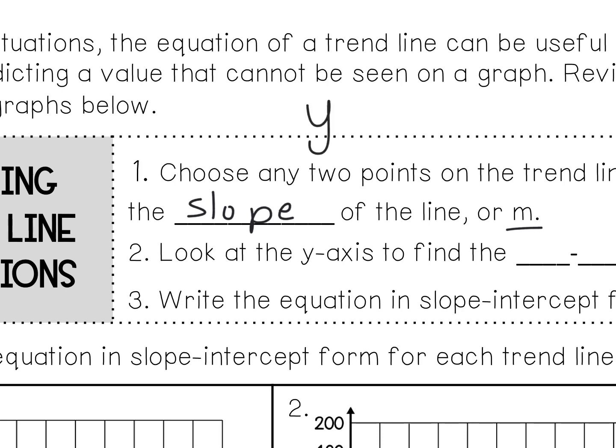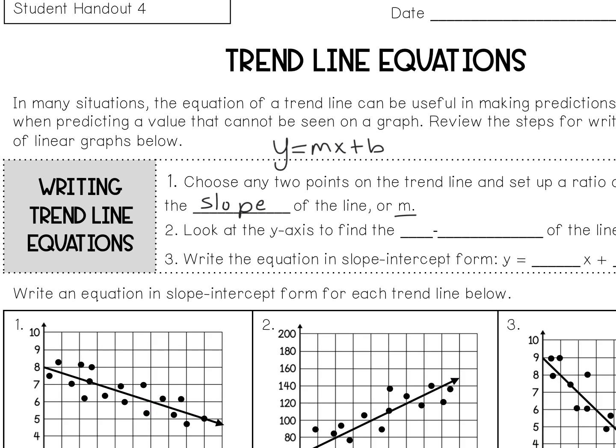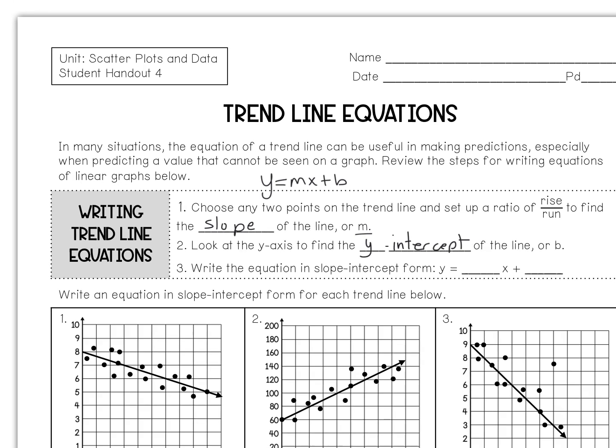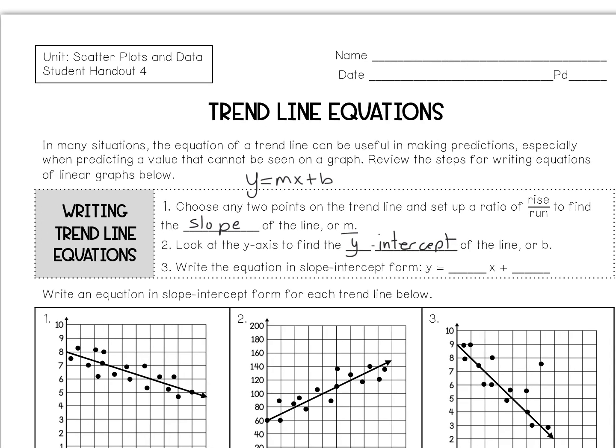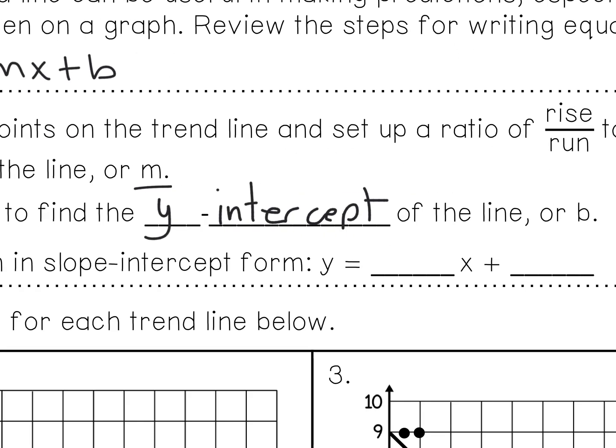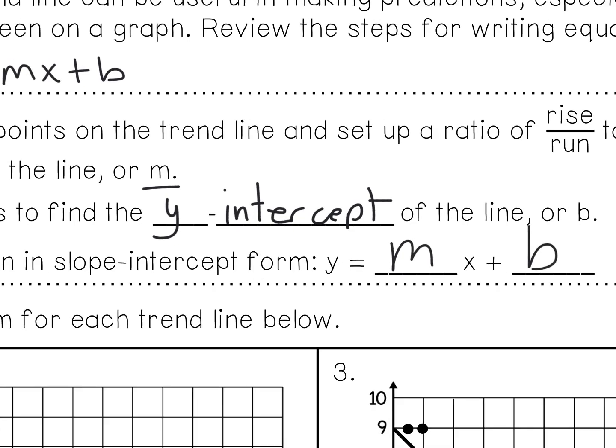And I'll rewrite the equation up here just as a reminder. Y equals mx plus b. Okay, so that's the m. Look at the y-axis to find the what of the line? Y-intercept. Y-intercept of the line, and that's the b value. So this isn't really anything that we haven't seen. It's all basic stuff. And so that equation looks like y equals mx plus b.